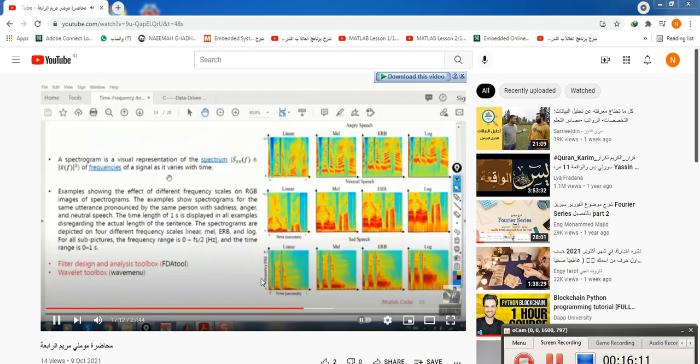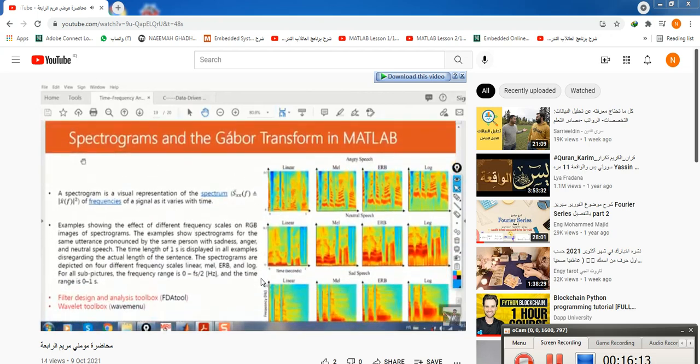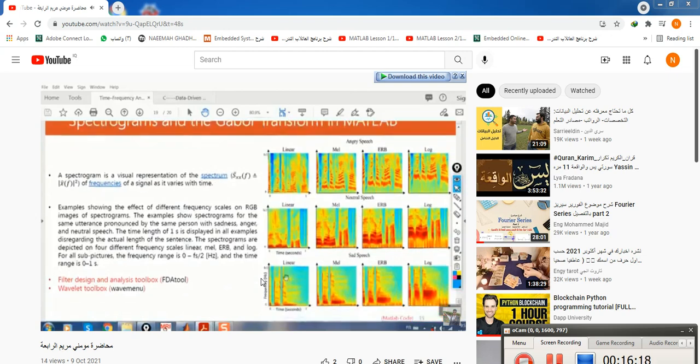in this field of Fourier analysis is the spectrogram. A spectrogram is like these images, and is the visual representation of the spectrum of frequency of a signal as it varies with time. And a spectrum is calculated by this equation. We calculate the Fourier transform, then by this equation we calculate the spectrum.